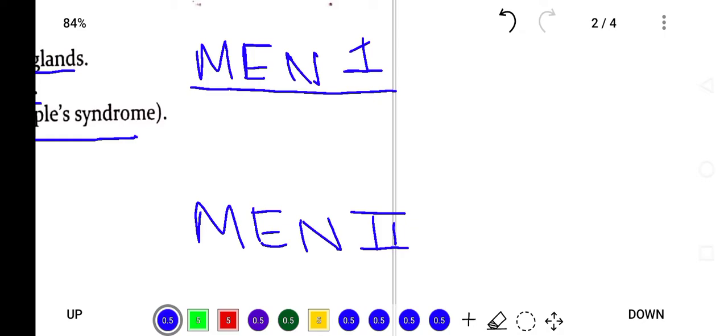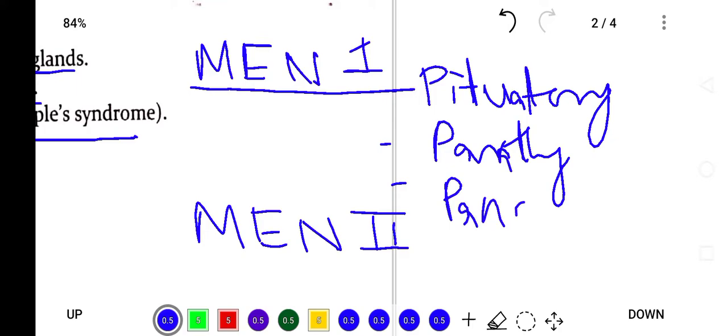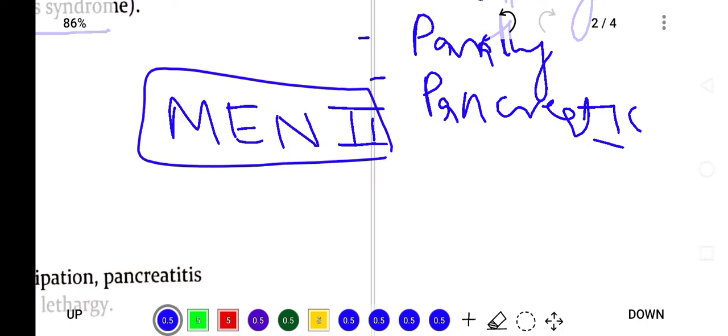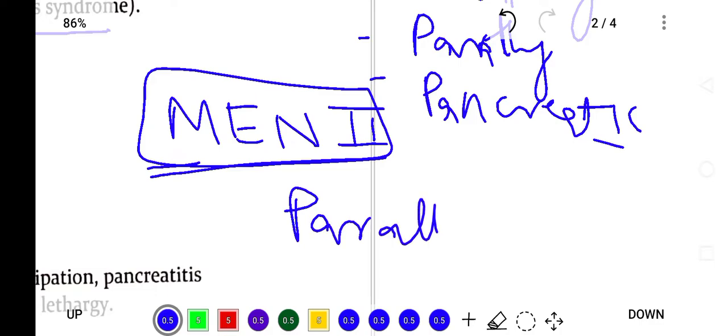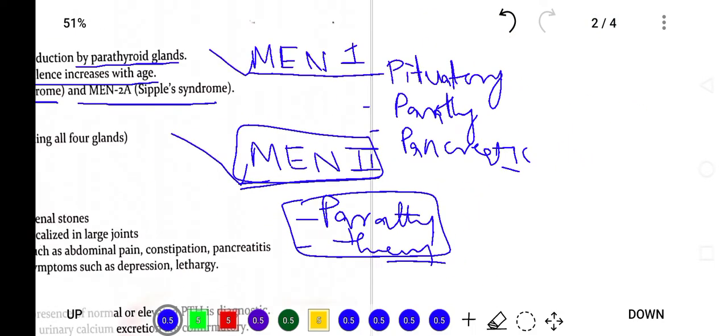Multiple endocrine neoplasia type 1 includes adenoma of the pituitary gland, parathyroid gland, and pancreas. And multiple endocrine neoplasia type 2 involves the parathyroid and thyroid. These two main glands are involved in multiple endocrine neoplasia type 2, and multiple endocrine neoplasia type 1 involves the pituitary, pancreas, and parathyroid.